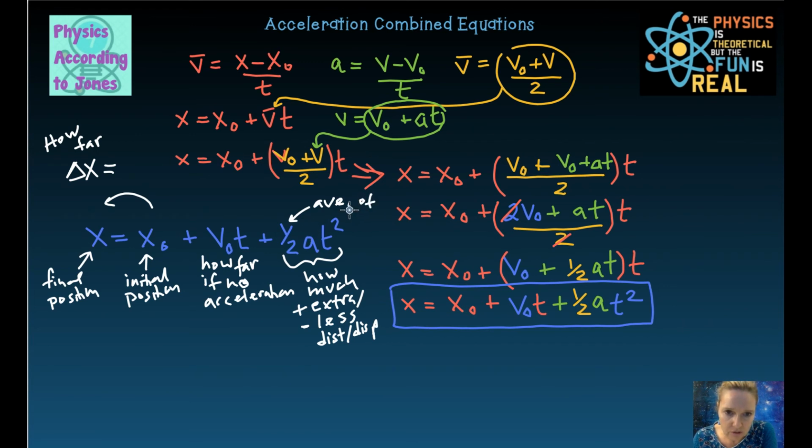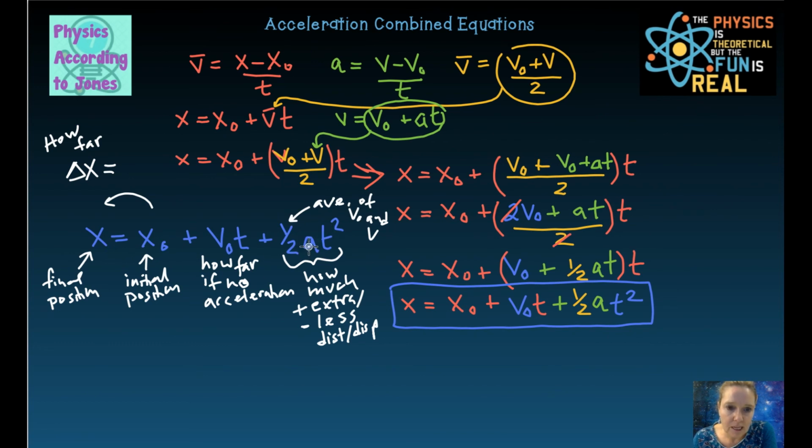This is our averaging between your initial and your final velocities. Okay? The average of V0 and your V. All right? And we can see that came from this initial yellow formula over here. All right? So final position equals your initial position plus how far you would have gone if there was no acceleration plus how much extra you travel because of acceleration.